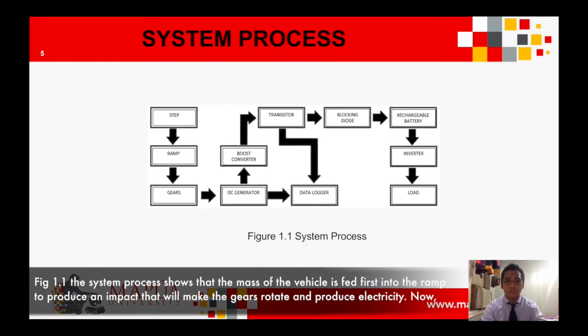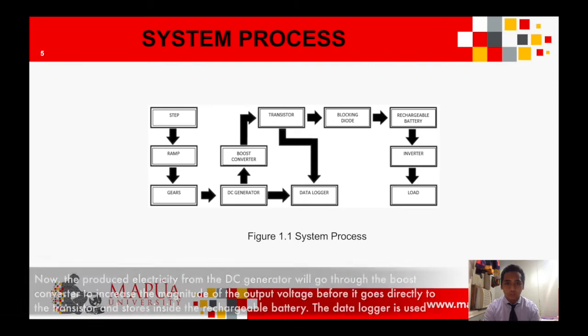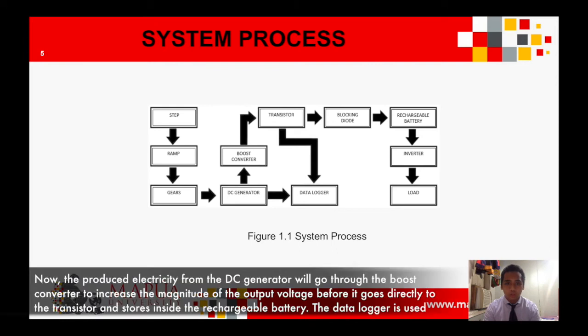Figure 1.1, the system process, shows that the mass of a vehicle is fed first into the ramp to produce an impact that will make the gears rotate and produce electricity. Now the produced electricity from the DC generator will go through the boost converter to increase the magnitude of the output voltage before it goes directly to the transistor and is stored inside the rechargeable battery.